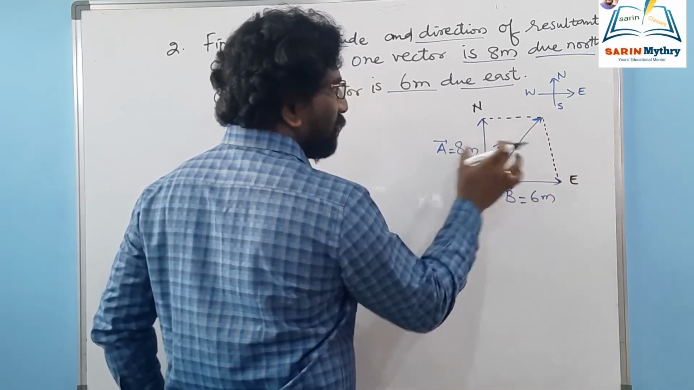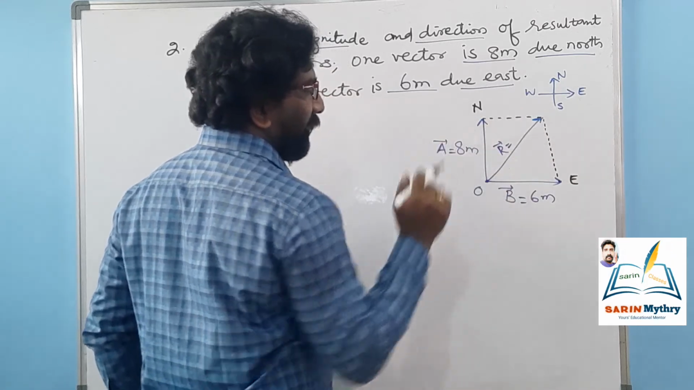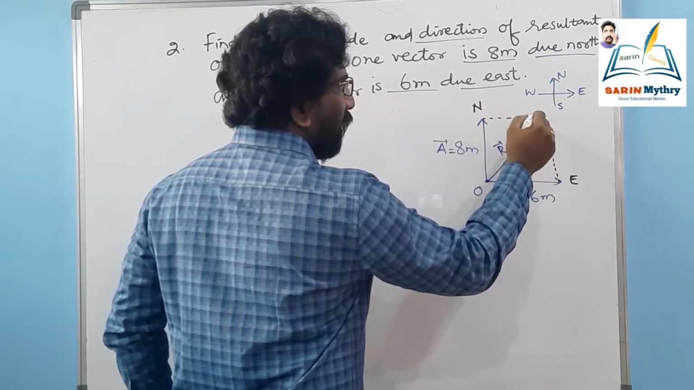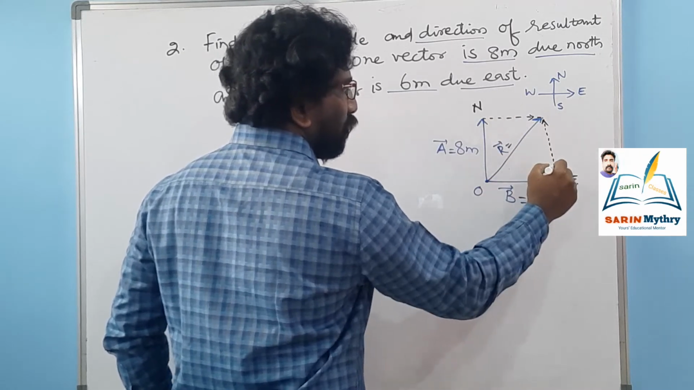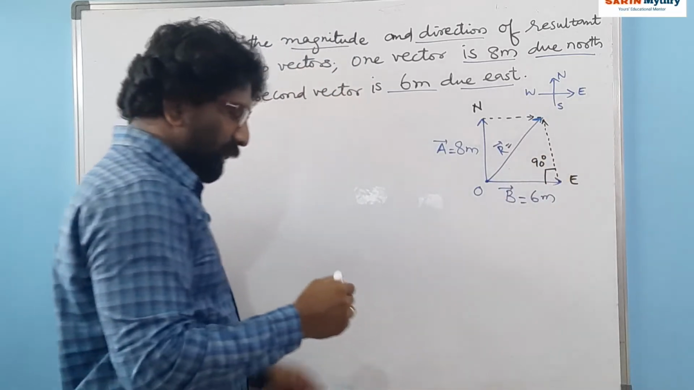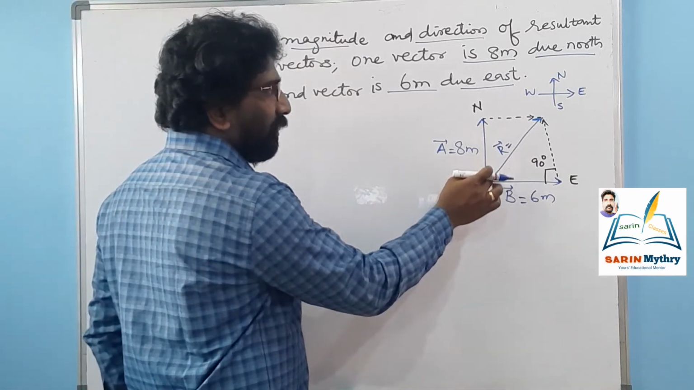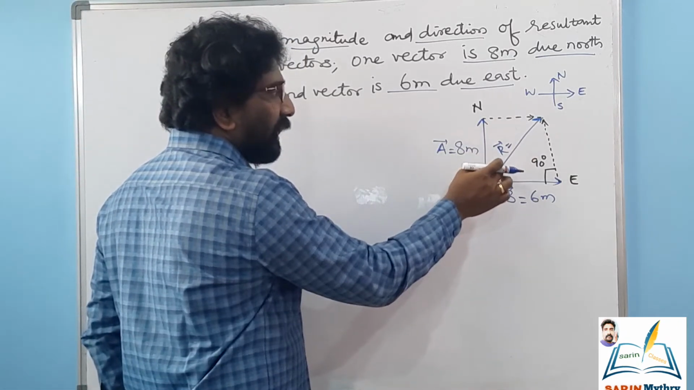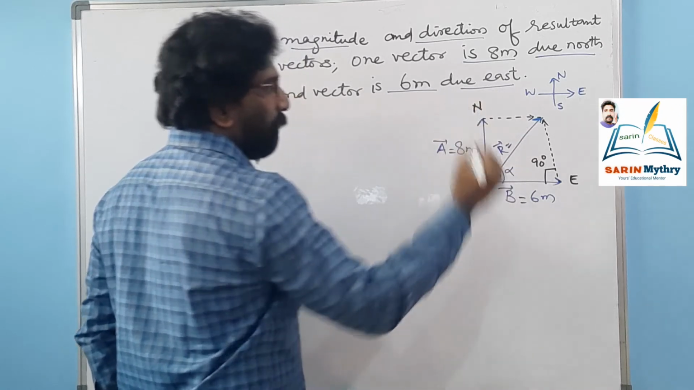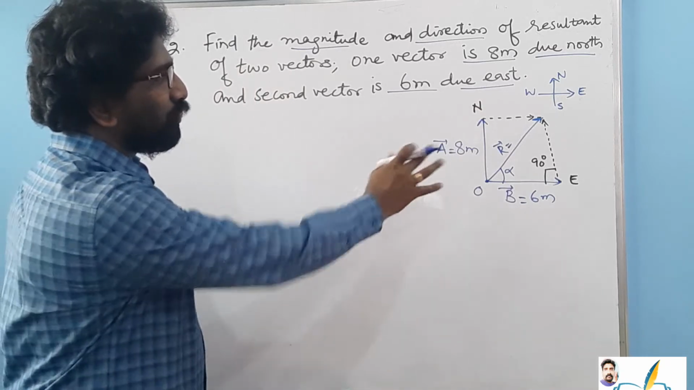This one indicates the vector A, which is similar to A vector, and this dotted line indicates the B vector. So now this vector A and this vector B are making a 90 degree angle. Then what about the resultant vector? The resultant vector is making an angle of alpha with these two vectors. So let that be alpha, the angle the resultant vector is making with these two vectors.